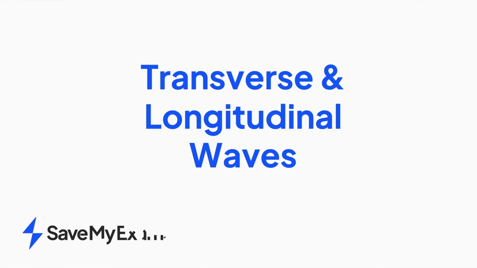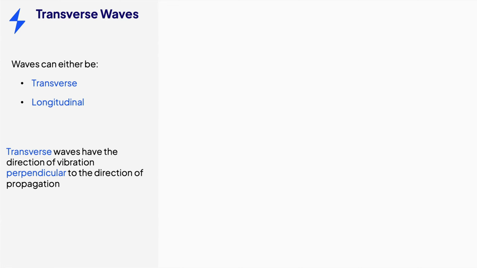Welcome to this video on transverse and longitudinal waves. Waves come in two types, transverse and longitudinal. The particles in a transverse wave vibrate perpendicular or at right angles to the direction of propagation.